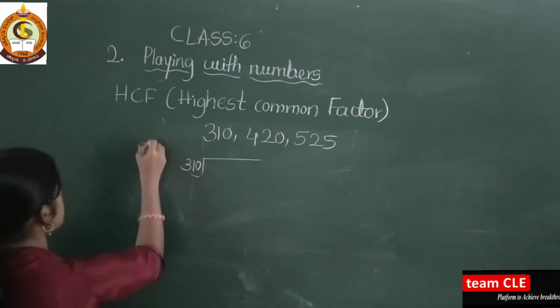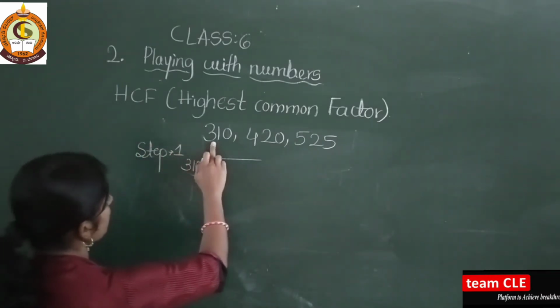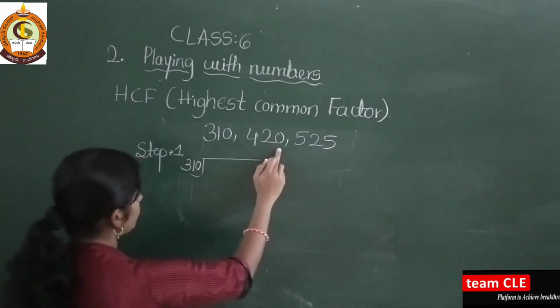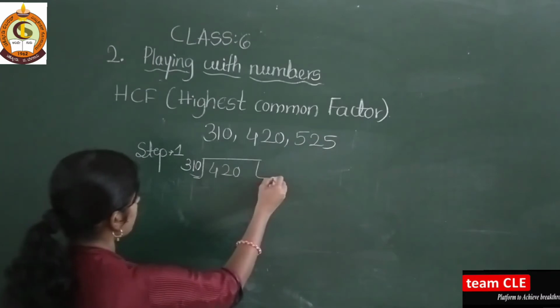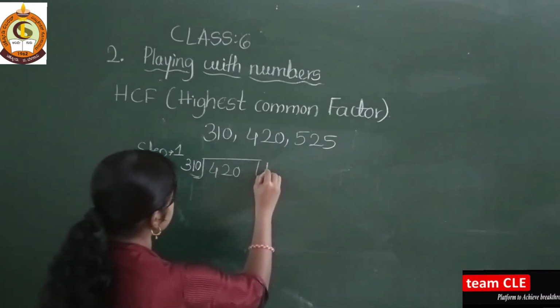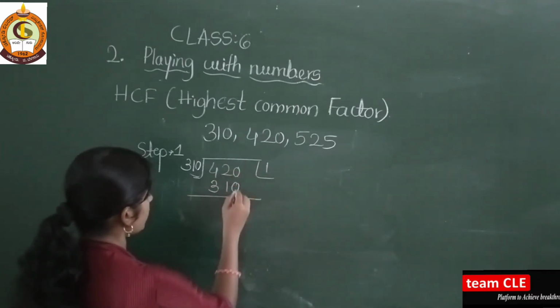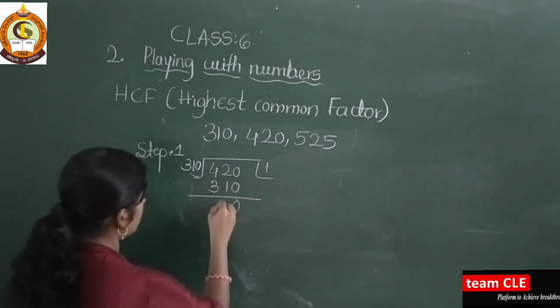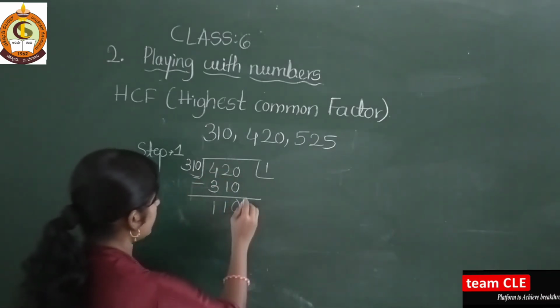So call it step 1. Let us see the HCF of 310 and 420. Okay, so take here 420, the bigger number. So directly take here 310 1s are 310. So 0 minus 0, 2 minus 1 is 1, 4 minus 3 is 1. Okay, so here 110 is there.